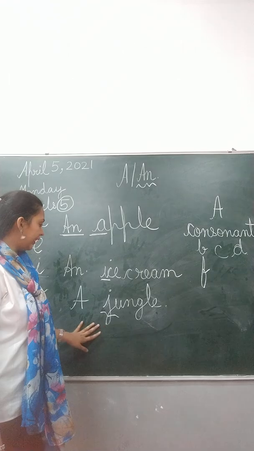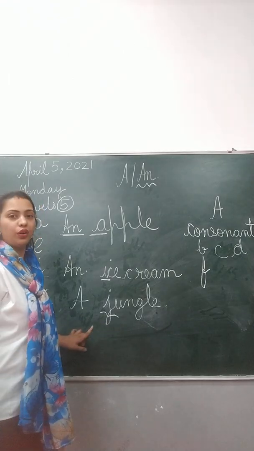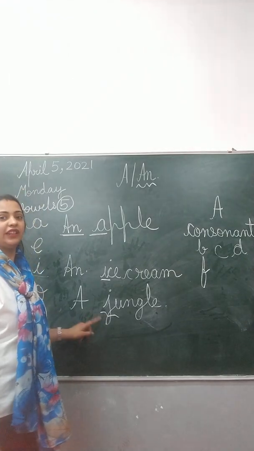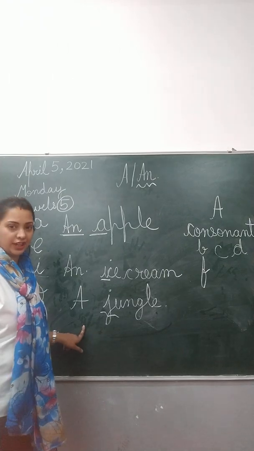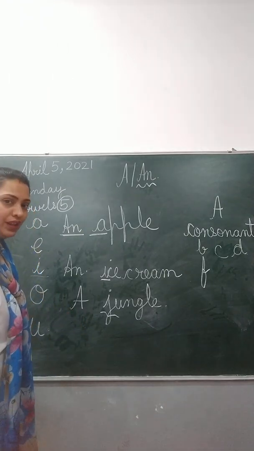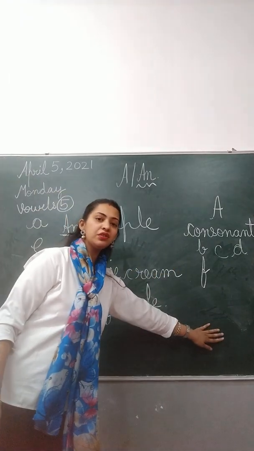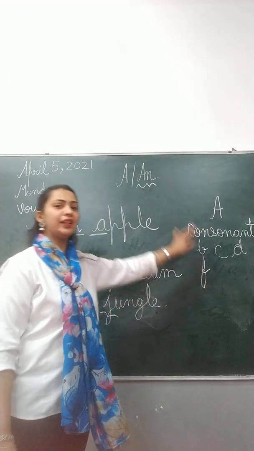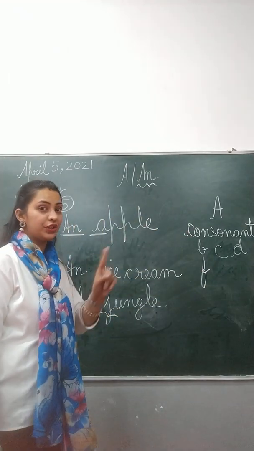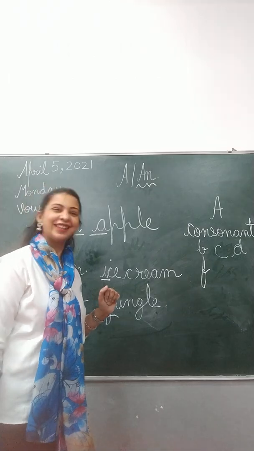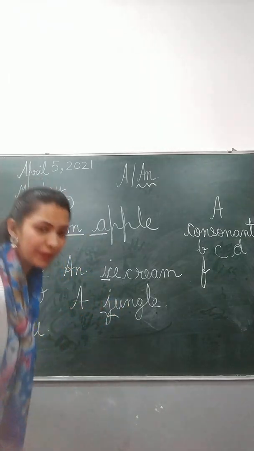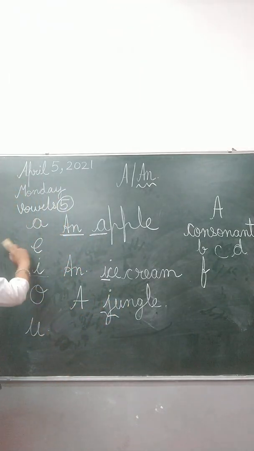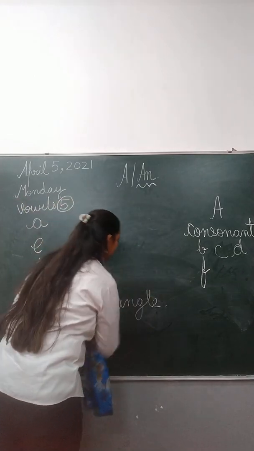A jungle. How are we going to say the word? A jungle. Because J was not a vowel, J is a consonant, and with all the consonants we use a. We don't use an. Fine? So, let me give you some more examples to make it clearer to you all.